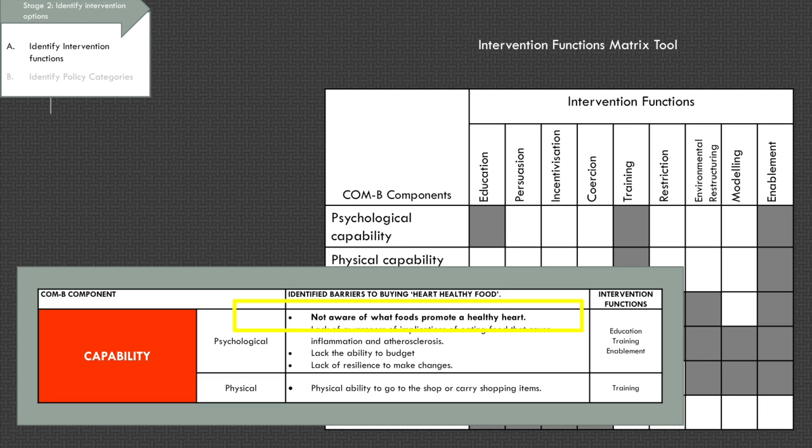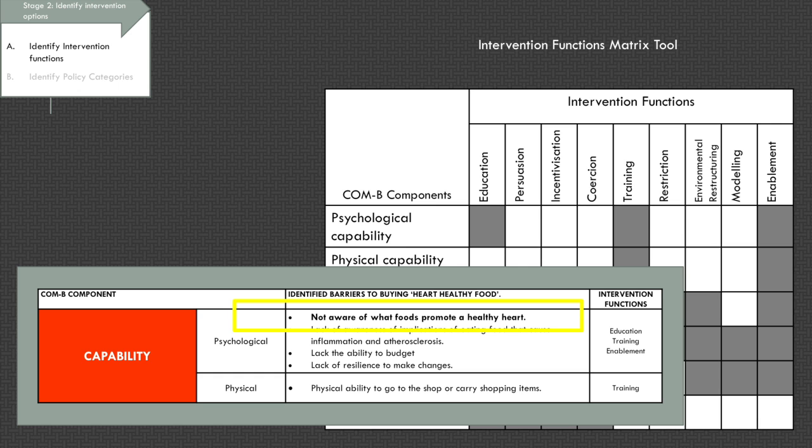So we look at psychological capability. We can see that there's an issue with people at risk of cardiovascular disease not really understanding what healthy foods are to promote a healthy heart. So according to the intervention functions matrix tool, we could approach that problem by either educating them, through training them, or through enabling them to be able to understand what healthy food actually is. So this stage is basically going through all the identified factors and using the matrix tool to find out which intervention functions are most appropriate.